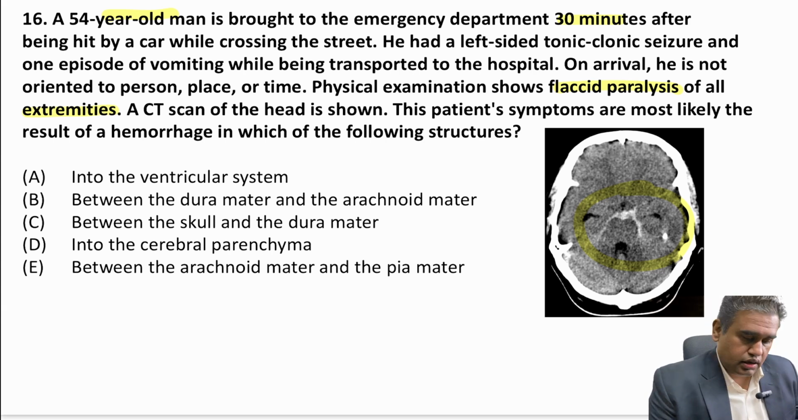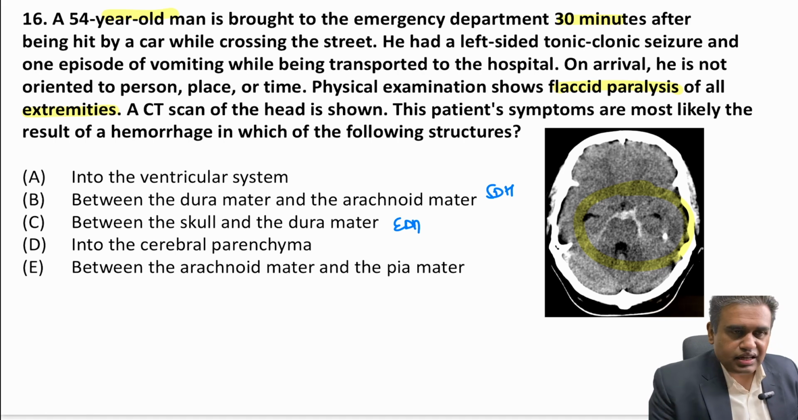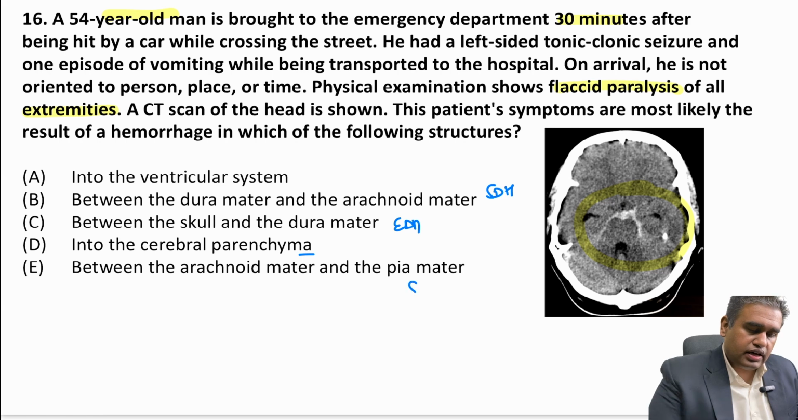Now, here, the options are into the ventricular system, between the dura and the arachnoid, that is they are asking for the subdural hemorrhage over here, between the skull and the dura, that is the epidural hemorrhage, inside the parenchyma, normally happens in the basal ganglia region when there is increased blood pressure of the patient normally, or between the arachnoid and the pia mater, that is actually they are referring to subarachnoid hemorrhage.